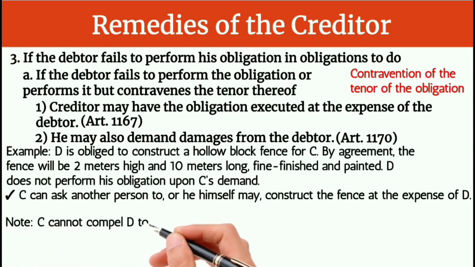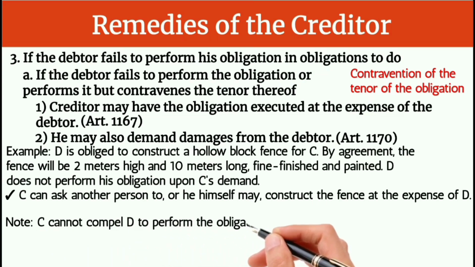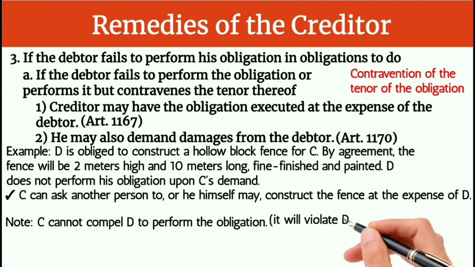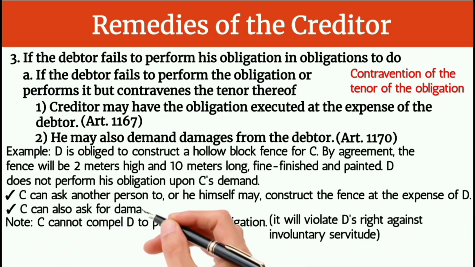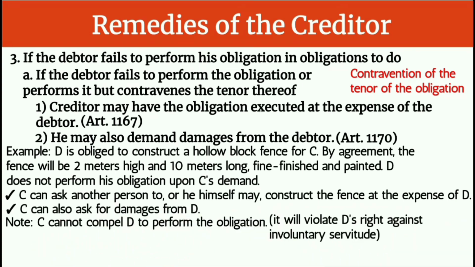Take note, C cannot compel D to perform the obligation. Hindi niya pwedeng pwersahin si D na mag-construct ng fence. Why? Because meron tayong mabaviolate na right. Or merong mabaviolate si C na right ni D. And that right is right against involuntary servitude.